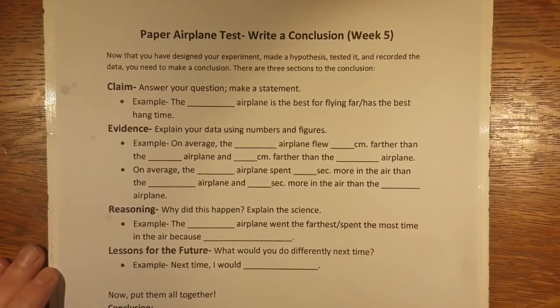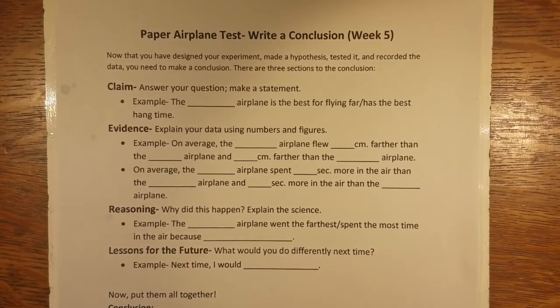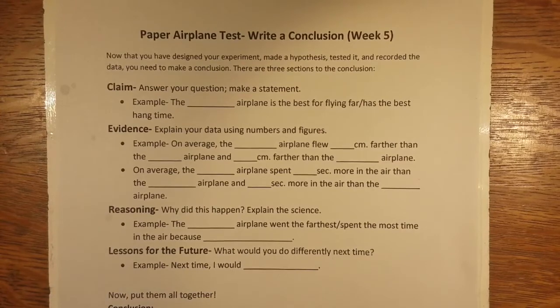we need a lessons for the future. So what would you do differently next time? For example, I had one airplane that hit a wall. And so I would say next time I would make sure that there are no obstacles in the way, because that could have skewed my data. Something like that. So let's go ahead and go through this, and I'll show you how to write it down.